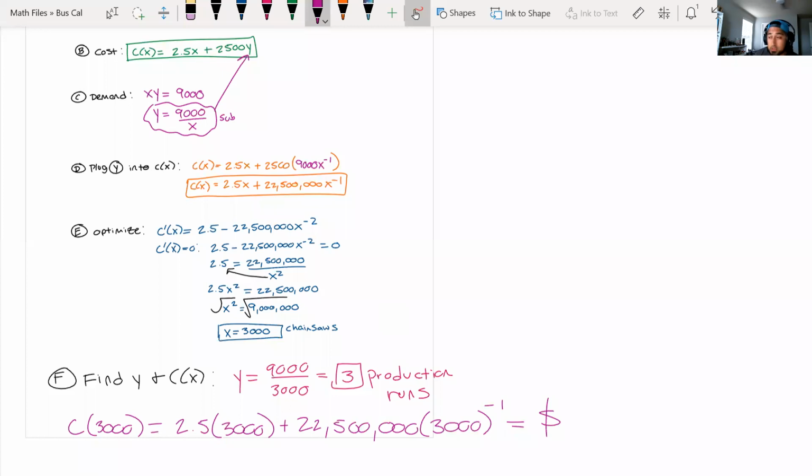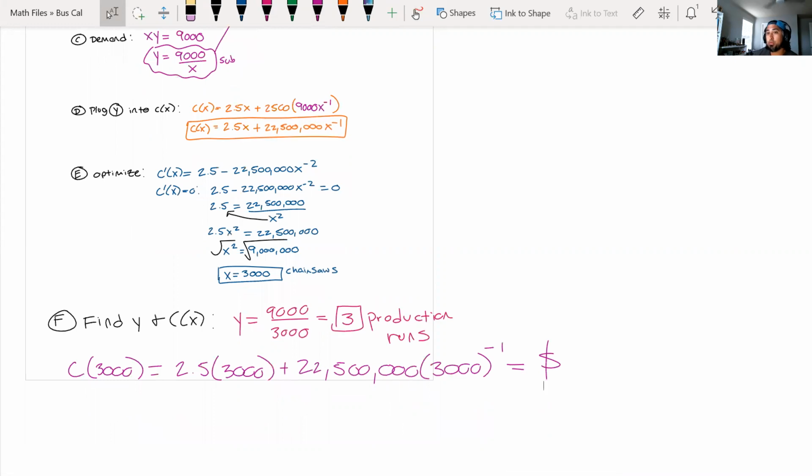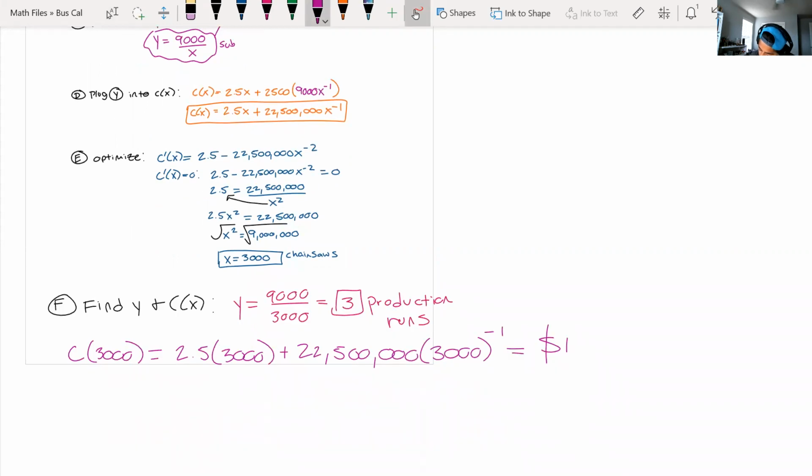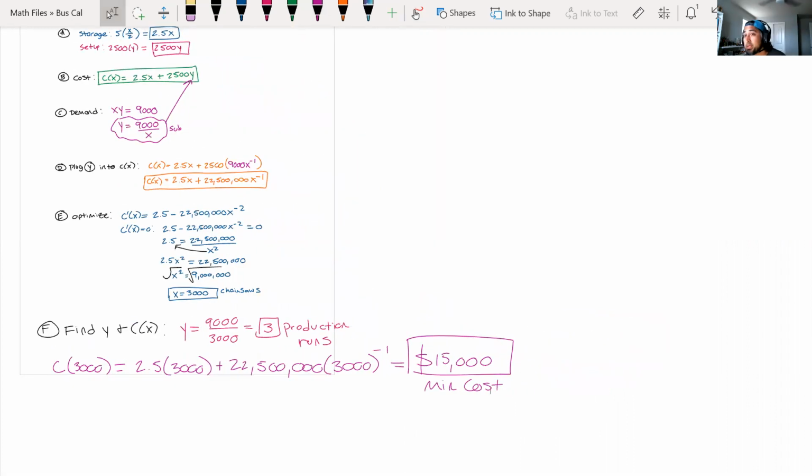And the minimum cost for producing, what is it? Oh, for an annual demand of 9,000 chainsaws, we're going to be spending $15,000 each production run. So this will be $15,000. There's our minimum cost. Bam. And there it is. That is optimization, guys. Any questions on this last one?